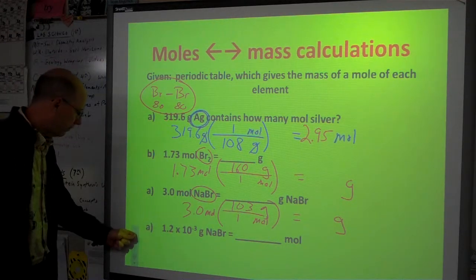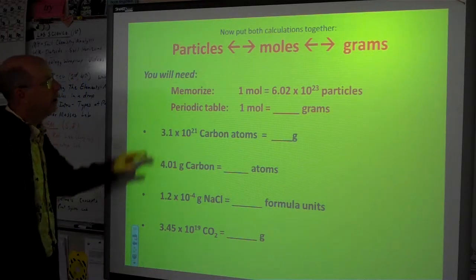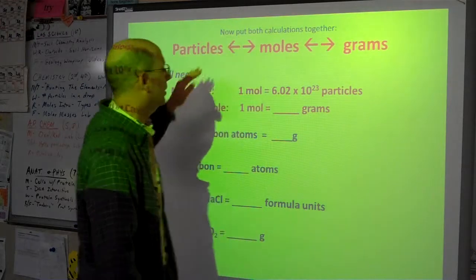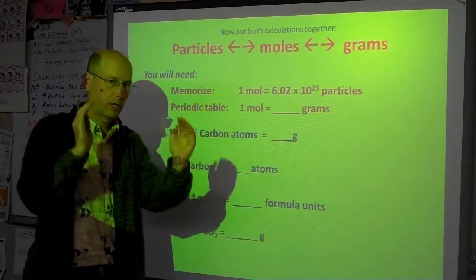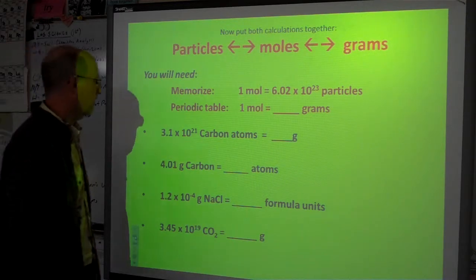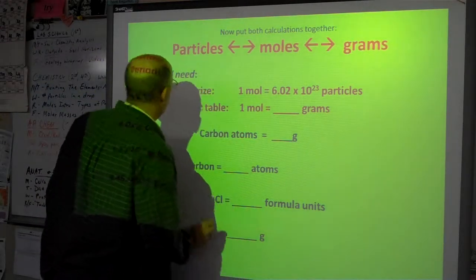We've got this. Second objective is, how do we go from particles to moles to grams, or from grams to moles to particles? All of these problems will require two factor label method conversion factors. Right? So what do you need to know here?